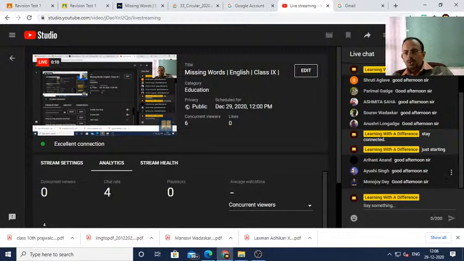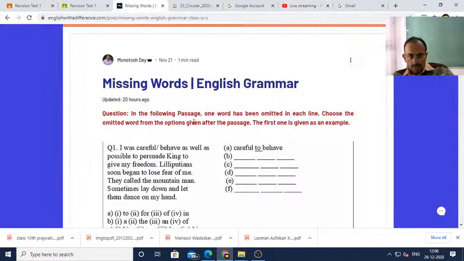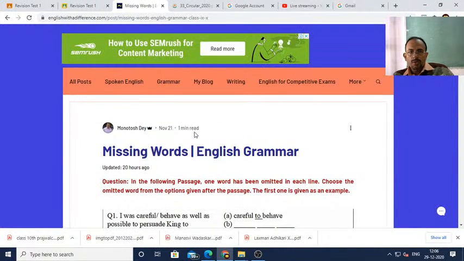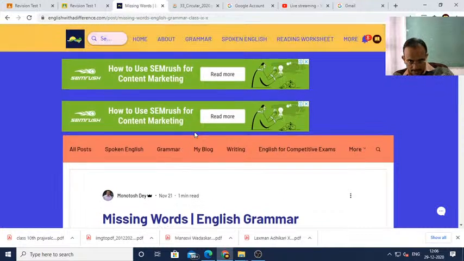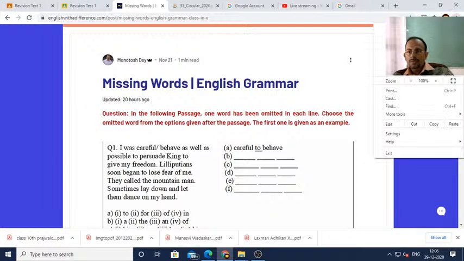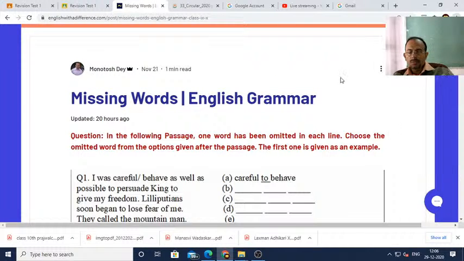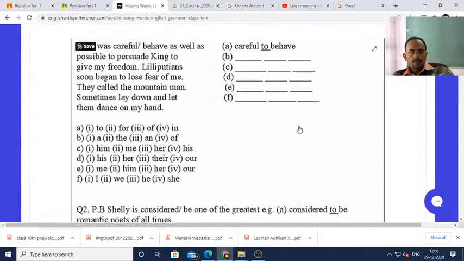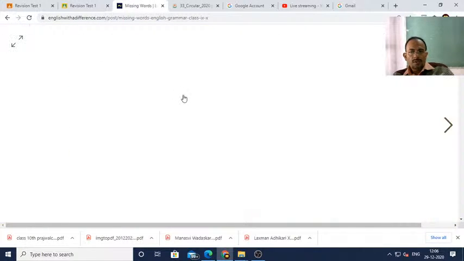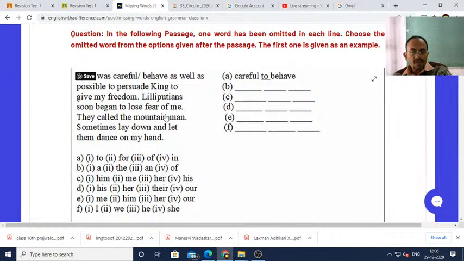Today we are going to start revising missing words. Please stay with me. Let us revise. As you can see, dear students, right in front of your screen, I'm just zooming it out for you to see properly. As you can see here, it is given. So let's practice it.